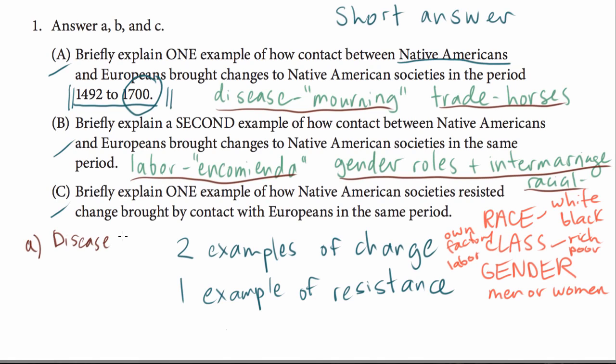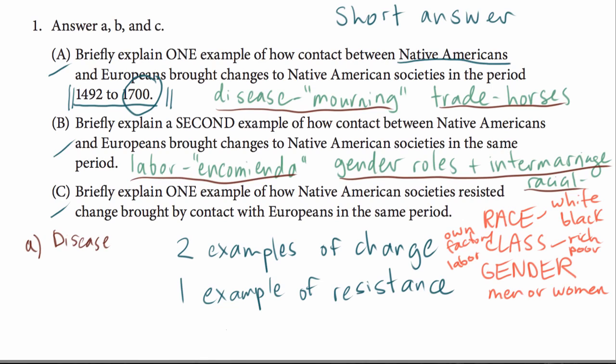All right, in this video, we're talking about the short answer section of the AP US History exam. In the first part of this video, we talked about the first two sections of this question, which asked for examples of how contact with Europeans changed Native American society.